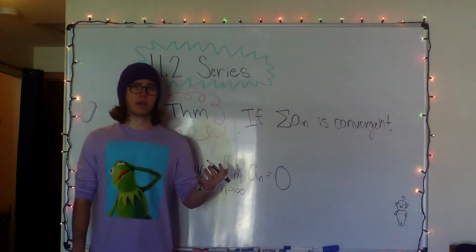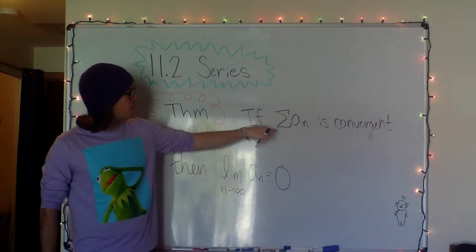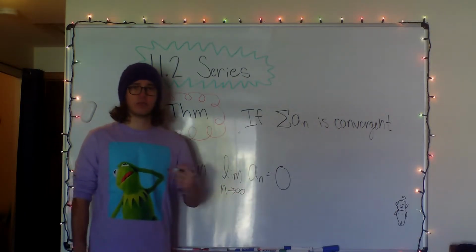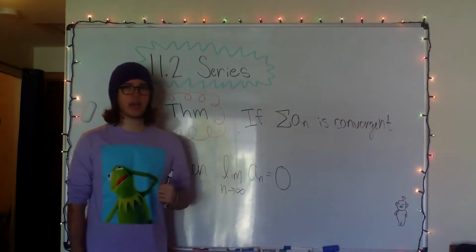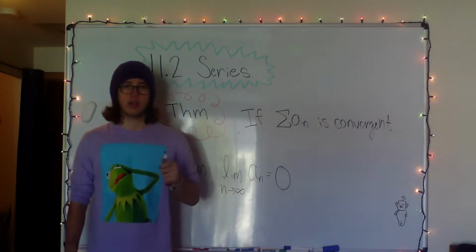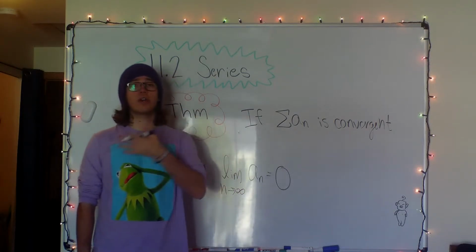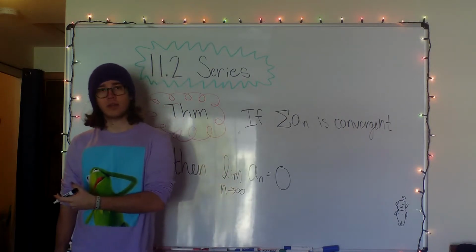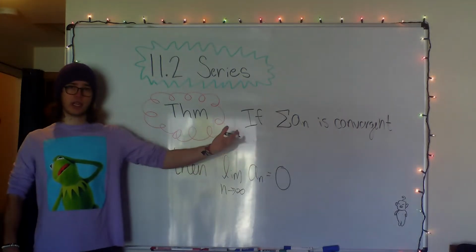The other thing to note about this is that this is a one-way implication. If the sum of an is convergent, then the limit as n approaches infinity of an equals 0. That is, the other way is not always the case. What do I mean by that? Well, if the limit as n approaches infinity of an equals 0, that does not mean that the series is convergent. We actually have the series 1 over n, which is divergent, but our limit approaches 0. So we need to realize for this theorem that it is a one-way implication.